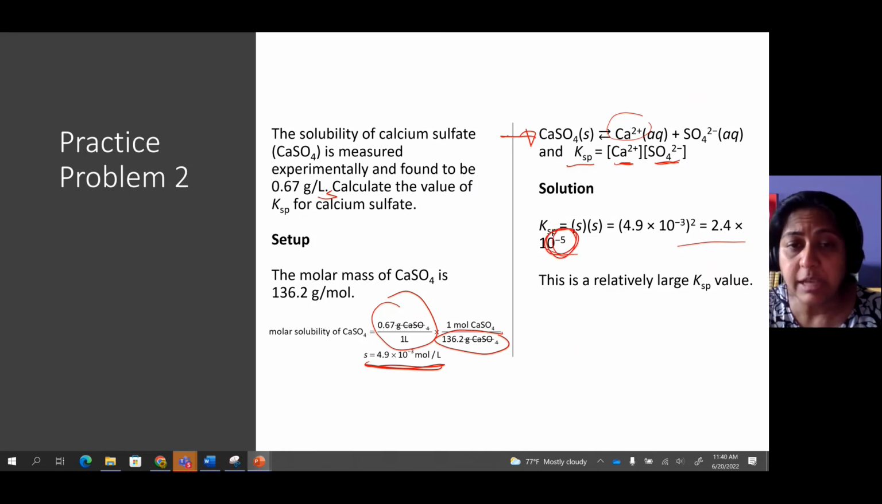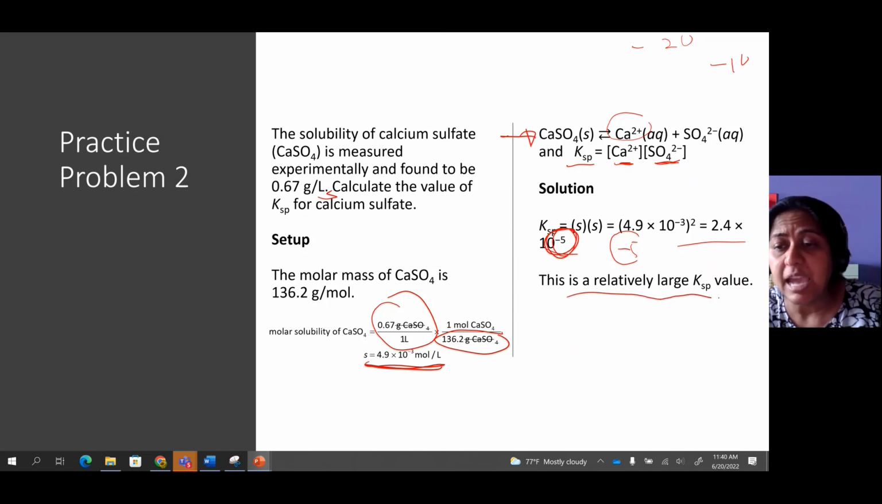Look, the exponent now is a really small value, 10 to the negative fifth, but normally we get 10 to the negative 20, 10 to the negative 10, like that. So this is actually a relatively large Ksp value.